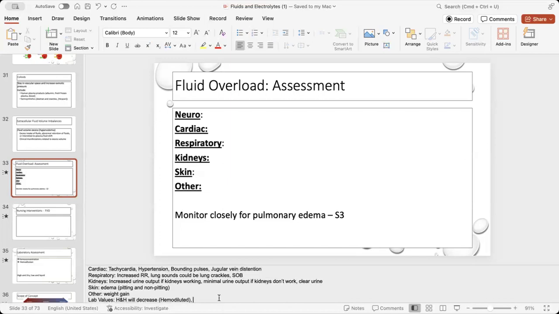This is something we'll talk a little bit more closely about when we get into cardiac. But sometimes a patient who is in heart failure, who's got fluid overload, you might hear an extra heart sound. An S3, right? Normal heart sound is S1, S2, lub-dub, right? So a patient who's in heart failure, you may also hear that extra S3.